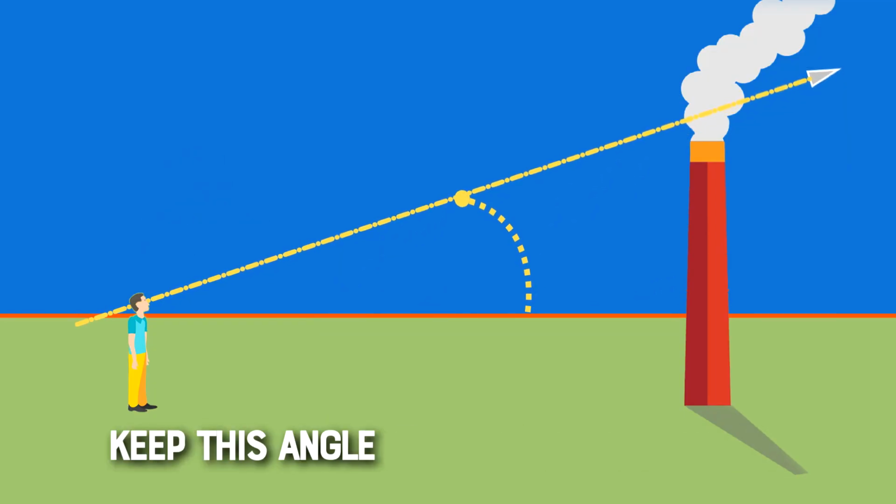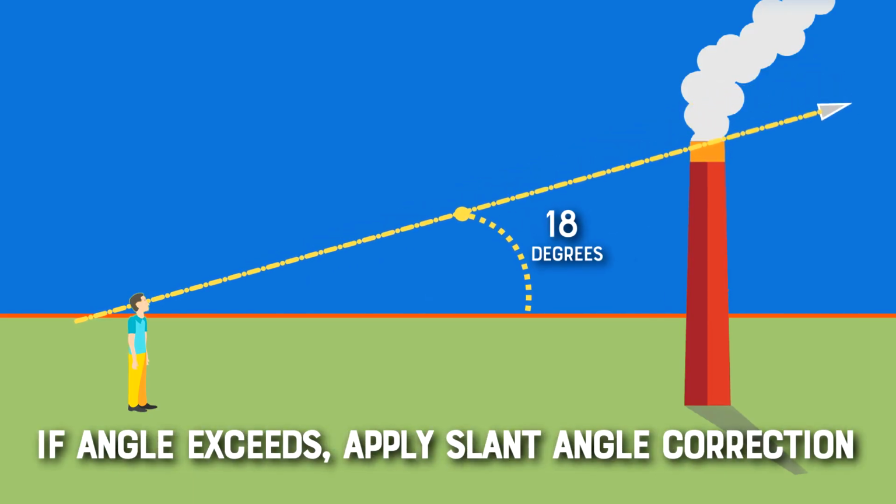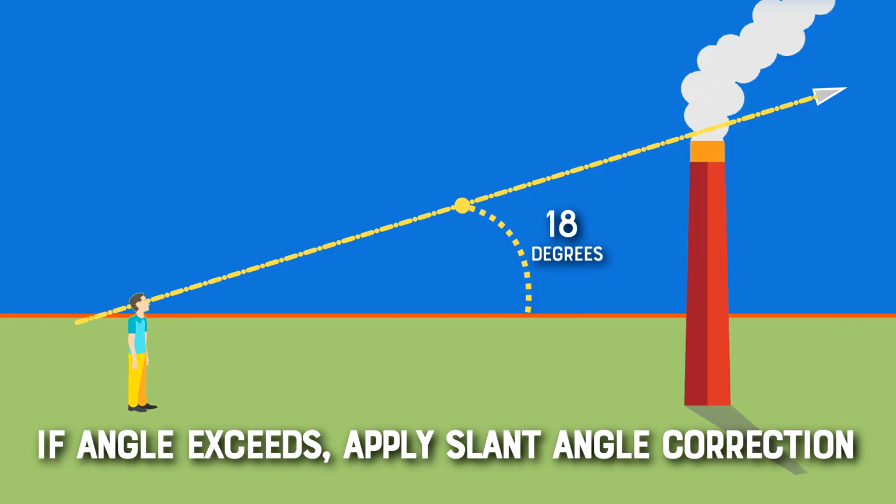Keep this angle at 18 degrees or less. If the angle exceeds 18 degrees, a slant angle correction should be considered. Reach out to your manager or CAA if you need assistance with slant angle correction.